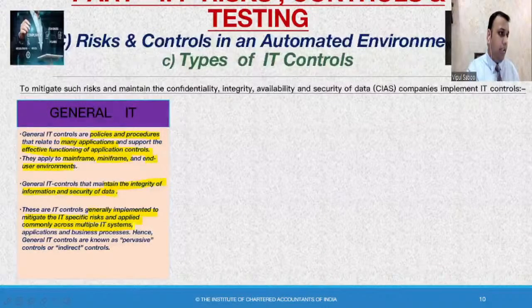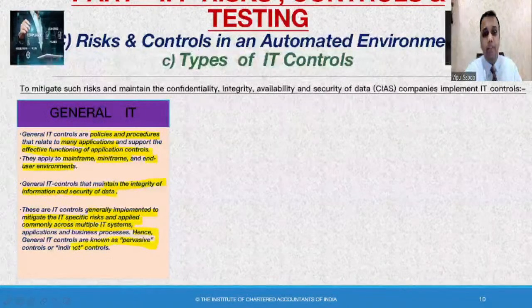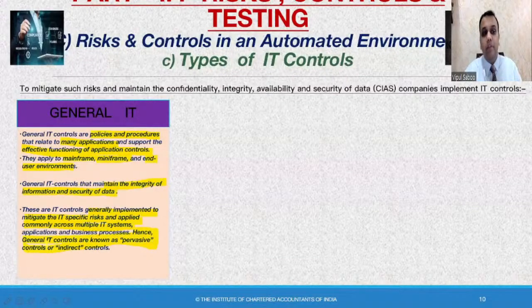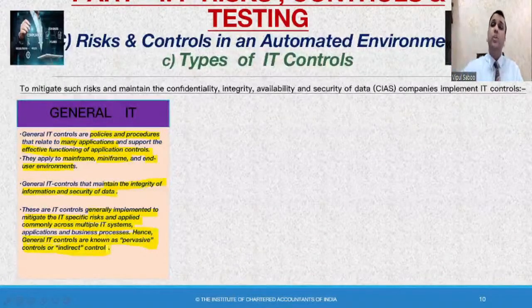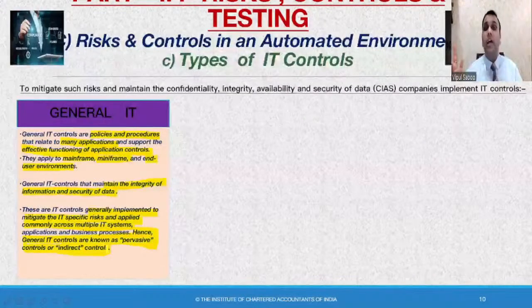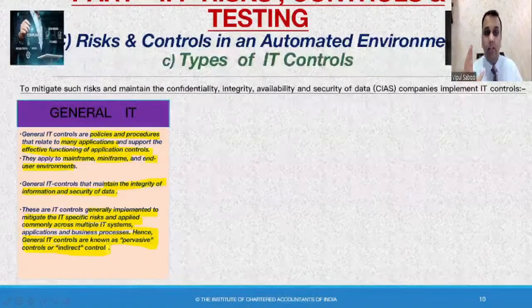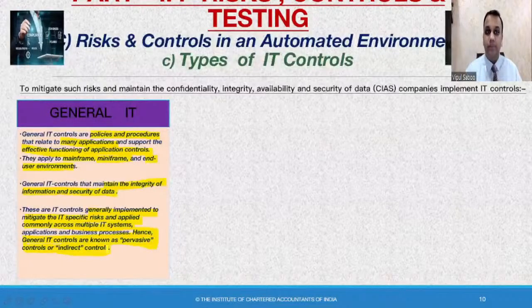Okay. Then hence general IT controls are known as pervasive controls or indirect controls as well. They are not directly related to any kind of software. They are just supporting the application software. These are general IT controls. That is why they are called pervasive. Pervasive means found everywhere. In every system, they are required, and they are indirect controls.